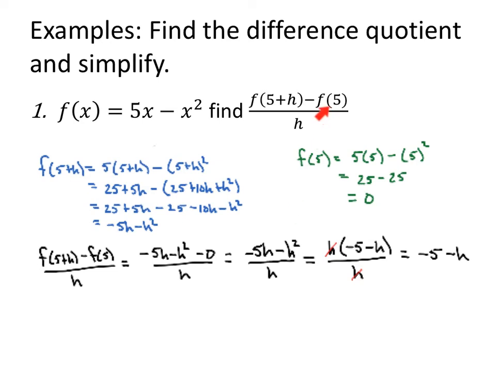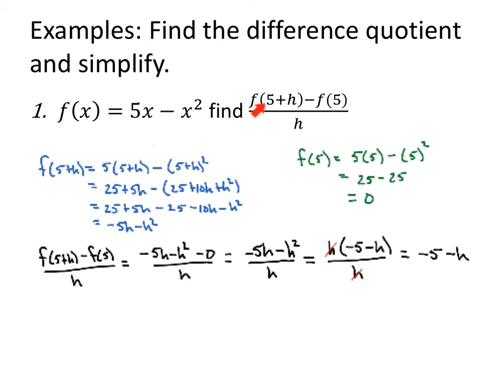I'm also going to find the second piece, f of 5. So I substitute 5 in everywhere I see an x, and I use parentheses to make sure my operations still work out. 5 times 5 minus 5 squared is 25 minus 25, which is 0. I love working with zeros. Don't get used to it, because most examples don't have it, but when they do, take it and run.